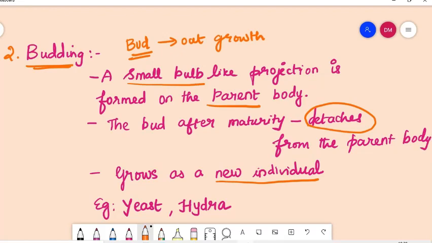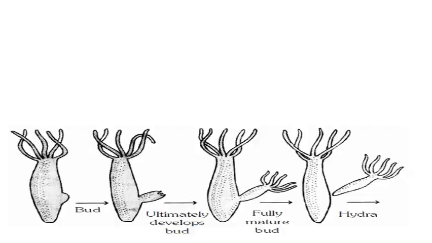Such a process of asexual reproduction, where from the parent cell an outgrowth or a projection is projected from the parent body, detaches on maturity and grows as a new individual, is termed budding. Yeast and hydra are the typical examples of organisms that follow this method of asexual reproduction.